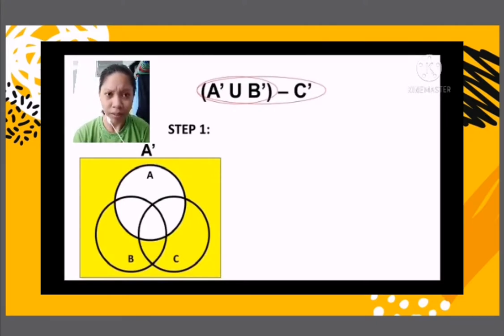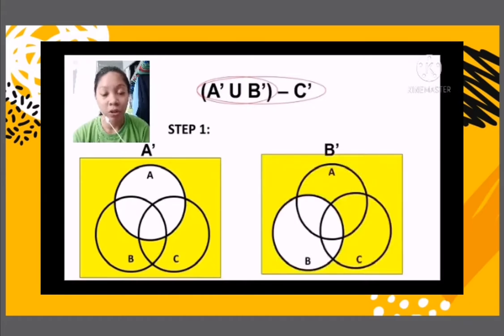Now, next, the B complement. This is the illustration for the B complement. Like the illustration for A complement, we can also observe that almost all parts of it were shaded except for the B circle. This also means all elements that are in the universal set but not in B.